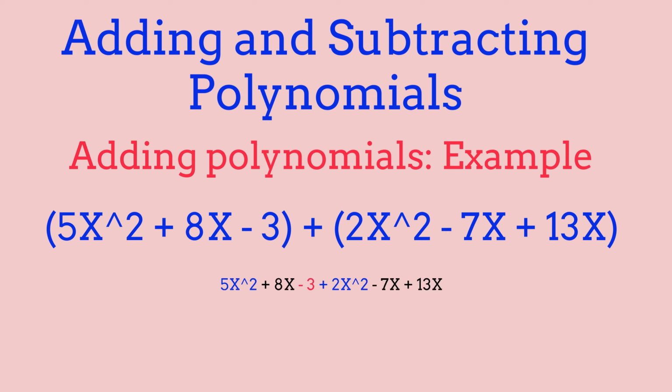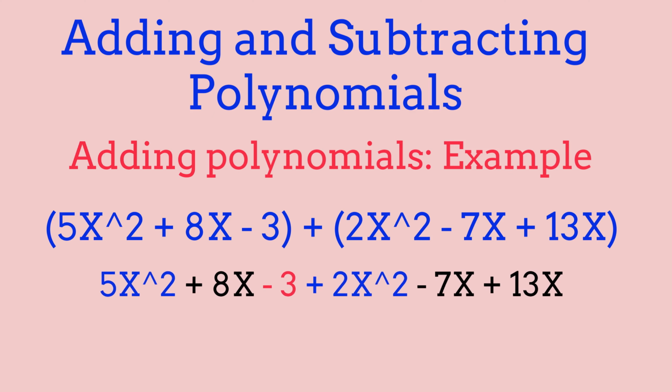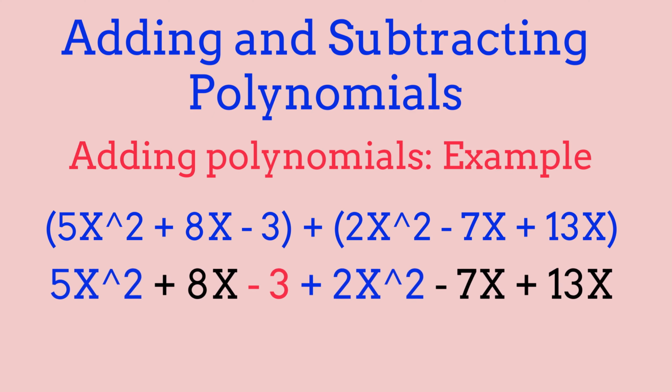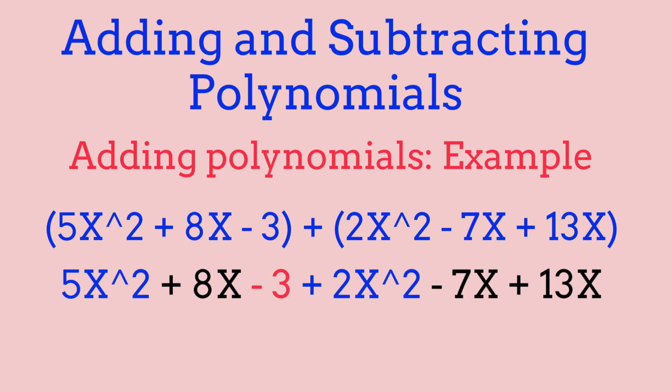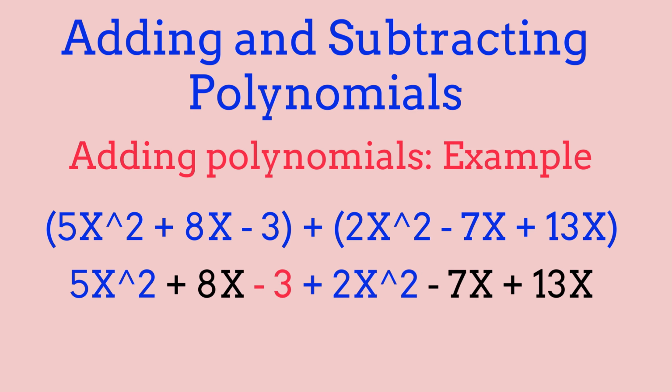5x to the power of 2 plus 8x minus 3 plus 2x to the power of 2 minus 7x plus 13x. So now what we're going to do is add our like terms. If we remember from simplifying, we always have to add our like terms, and then we also have to put them in order as well. So first, let's just add our like terms.